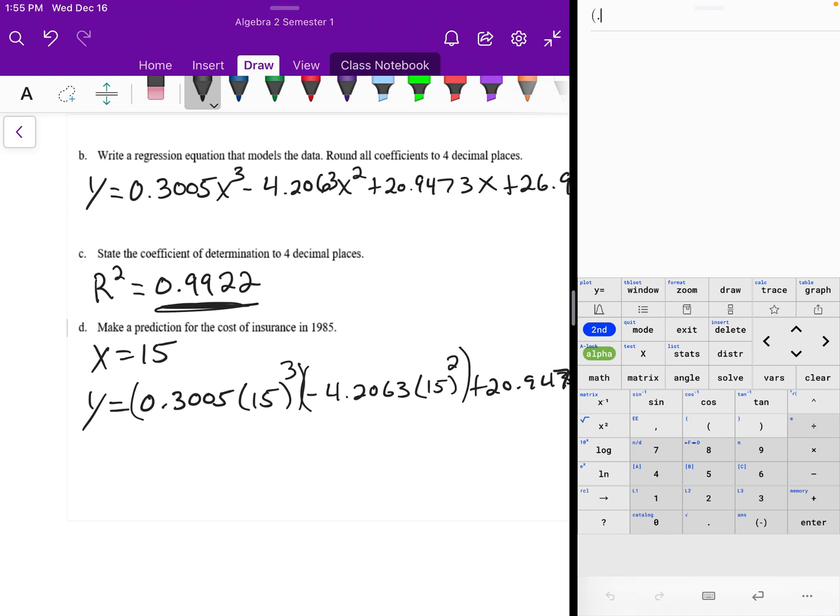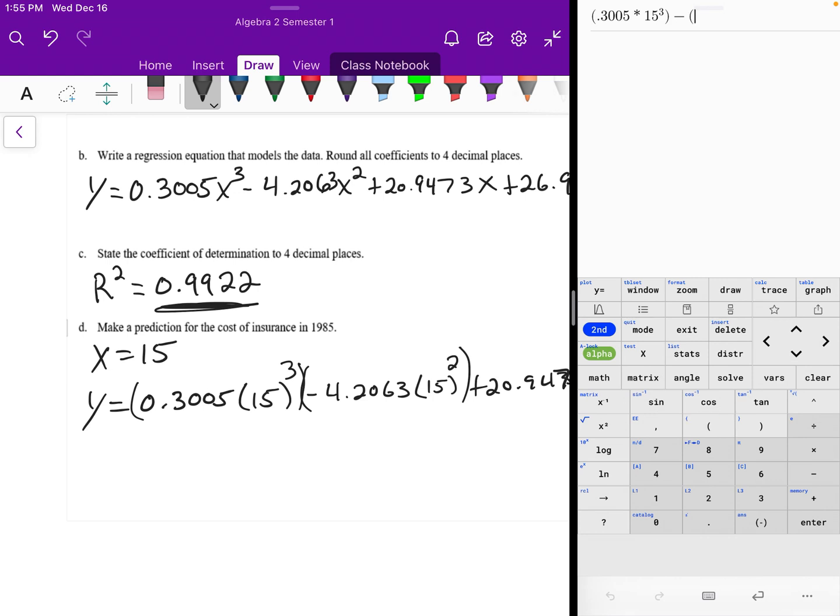Okay, so we got 0.3005 times 15 to the 3rd. Here, let's start over. 0.3005 times 15 to the third. Okay, get out of that exponent. That's your first term.